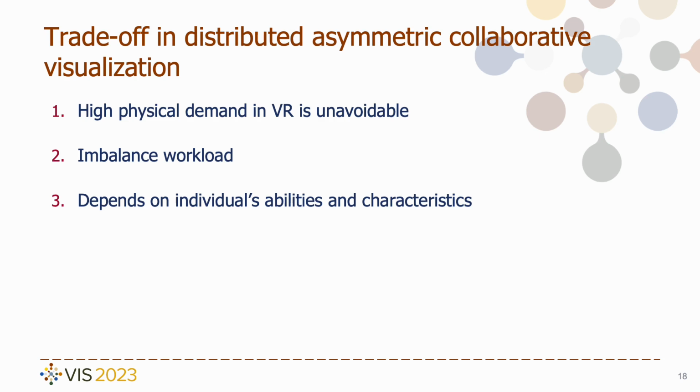Second, due to the asymmetric benefits from the environment, the workload would be imbalanced, which might affect collaboration quality in the long term. Lastly, the use of asymmetric collaboration depends on individuals' abilities and characteristics, which can be reflected by the half-and-half preference for symmetric and asymmetric collaboration. We cannot force others to use different devices for collaboration.